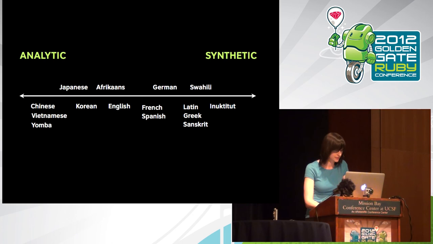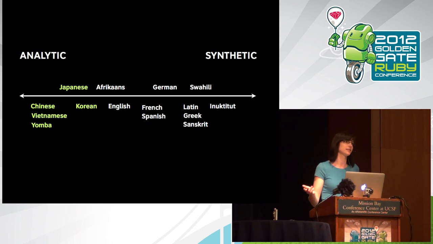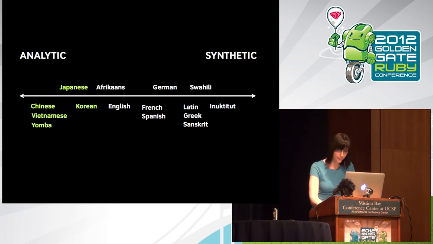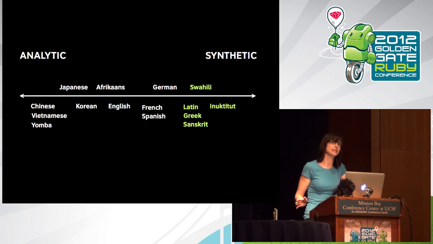So on one end of the spectrum, we have these analytic languages, like Chinese and Vietnamese. And in these languages, they typically have about a 1-to-1 word-to-morpheme ratio. So everything's its own word, and they don't use a lot of affixes. And they indicate meaning by word order rather than by changes to the words themselves. As you move across the spectrum toward languages like Latin and Greek, which are known as synthetic languages, the ratio changes. So a word in one of these languages is a whole phrase in other languages.